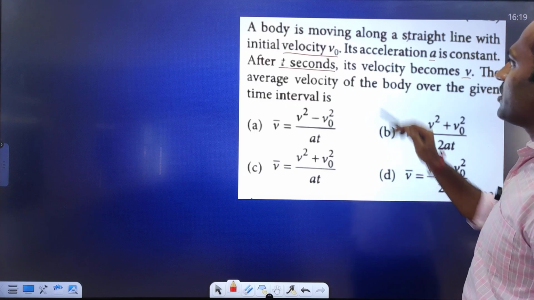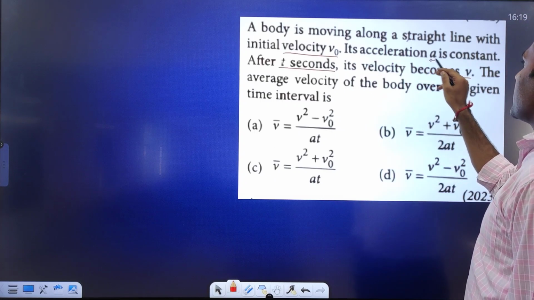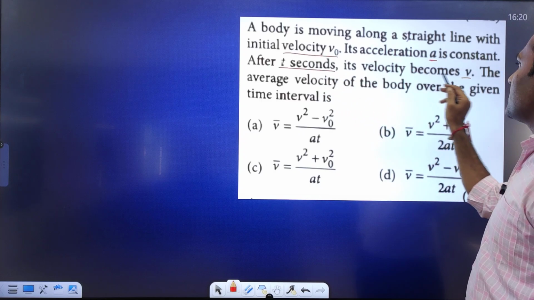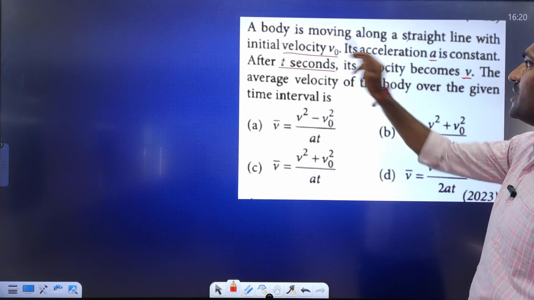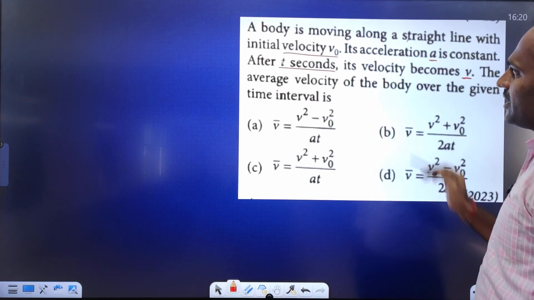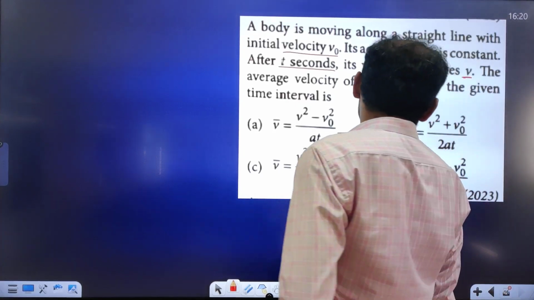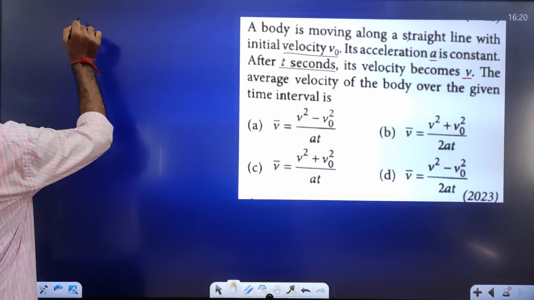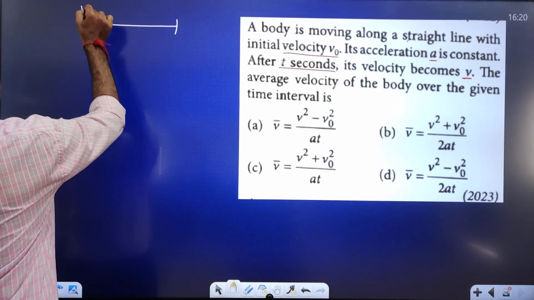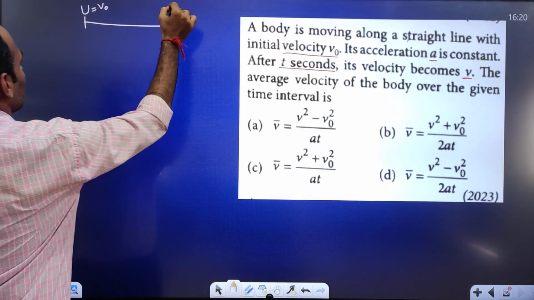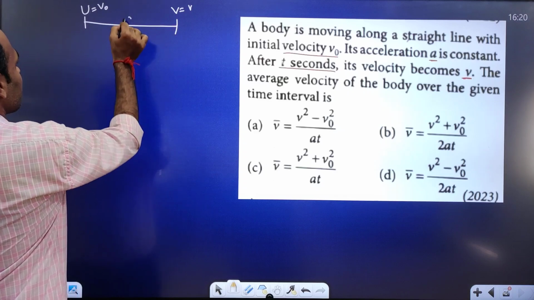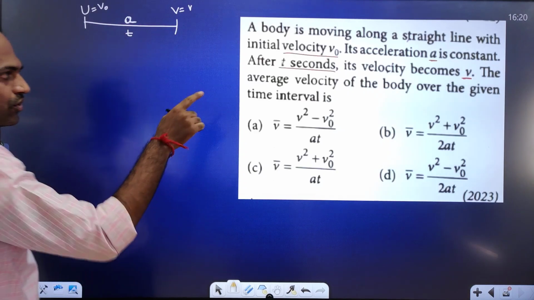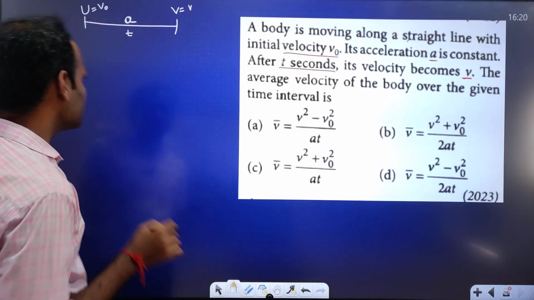First we have initial velocity v0. Its acceleration a is constant. After time t seconds, the velocity becomes v. This is the final velocity, this is the initial velocity, and this is the acceleration. The average velocity of the body over the given time interval is asked. Initial velocity is v0, final velocity is v, acceleration is a, and time is t. What are they asking us to calculate? They are asking us to calculate the average velocity.